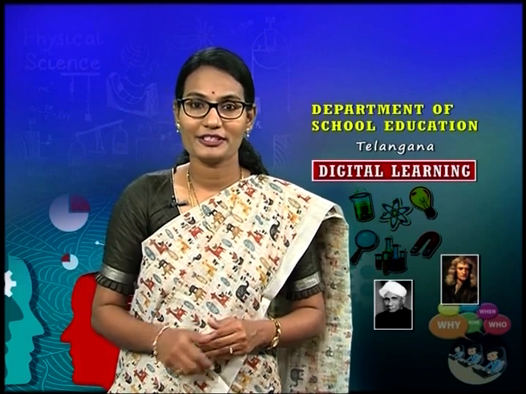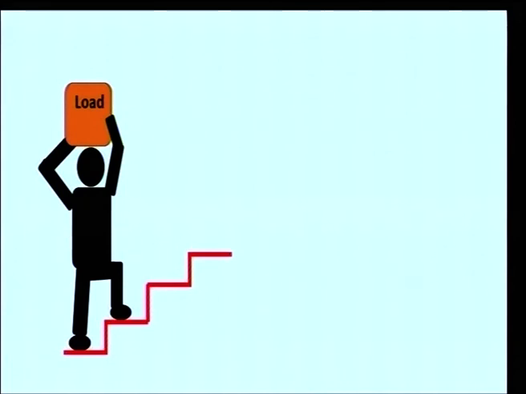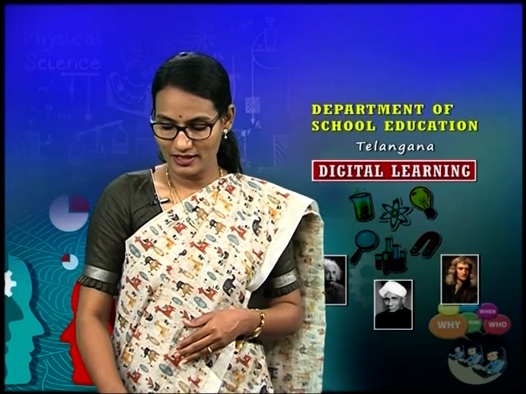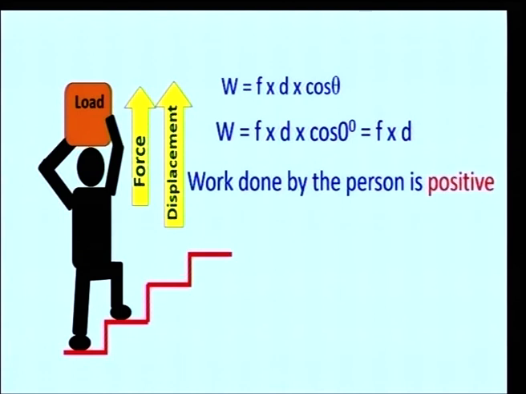Okay, observe this picture, children. In the second case, the person is carrying the load and climbing up the stairs. Here the displacement is in the upward direction. Force is in the upward direction and displacement is also upward. What will be the angle between these two? When both are in the same direction, the angle is 0. That's why work done equals F into D into cos 0. What is the cos 0 value? Cos 0 is 1. So when you substitute 1 in place of cos 0, you will get F into D only. This means in this case, the work done by the force is positive.